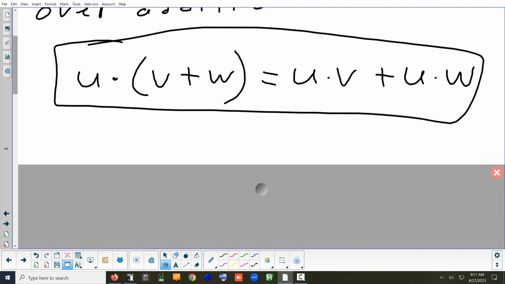Yeah. So, was that u times v plus u times w, or was that u dot v? These are all dot products. Okay. U dot. There's no such thing as u times v when we're talking about vectors. These are all vectors, so they all should look bold. You just stop tracing over them.